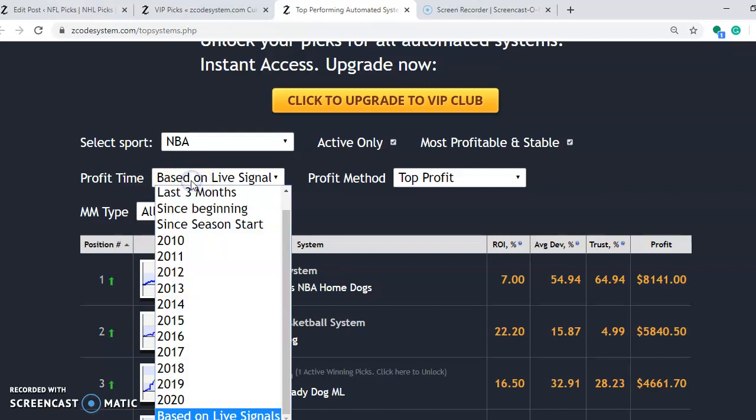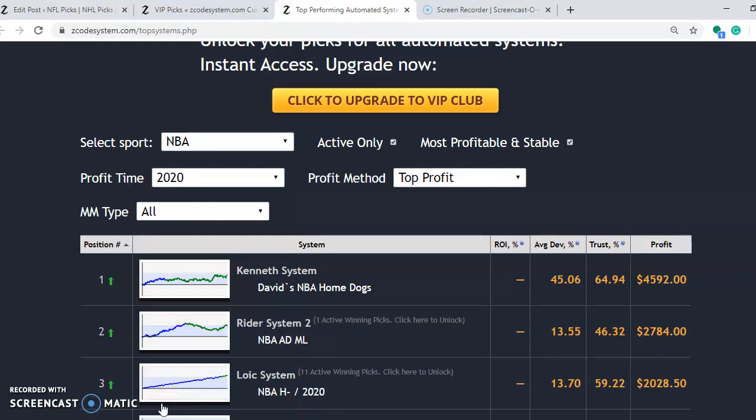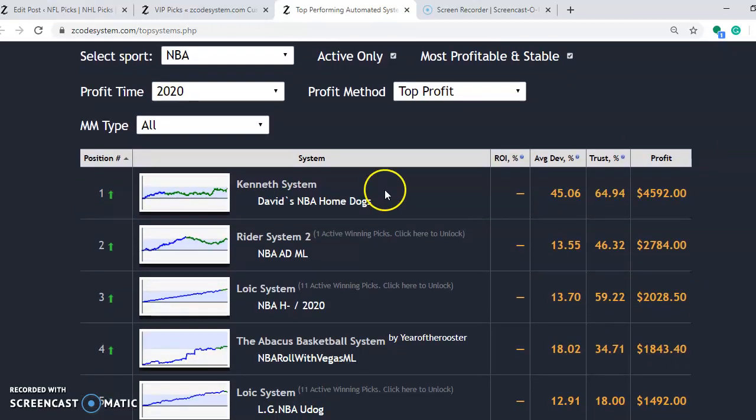You can do the profit type on whatever you want. Let's just keep it for this. Okay, let's go to 2020. Profit for this year. You can see the profit for this year. The best one for this year right now is Kenneth System, David's NBA Home Dogs. You can see the profit at 4,592.